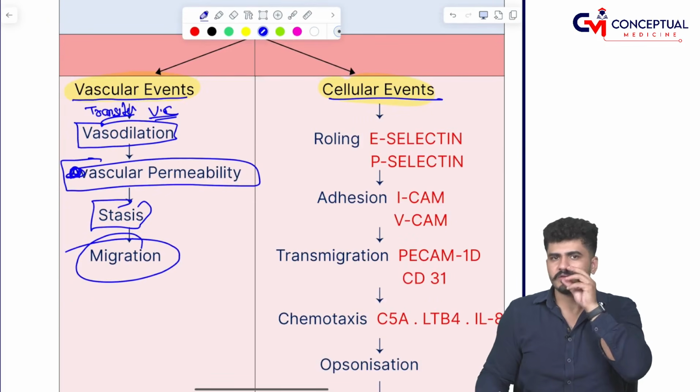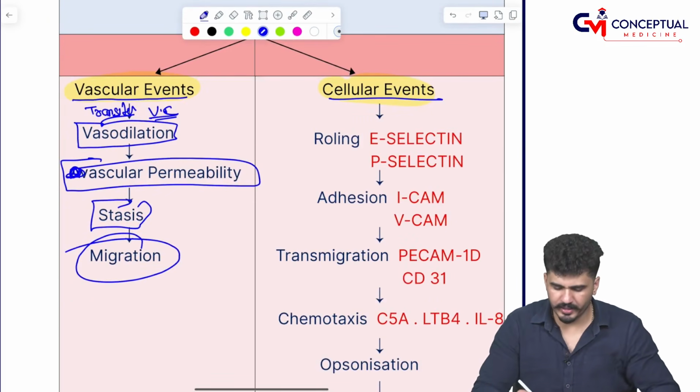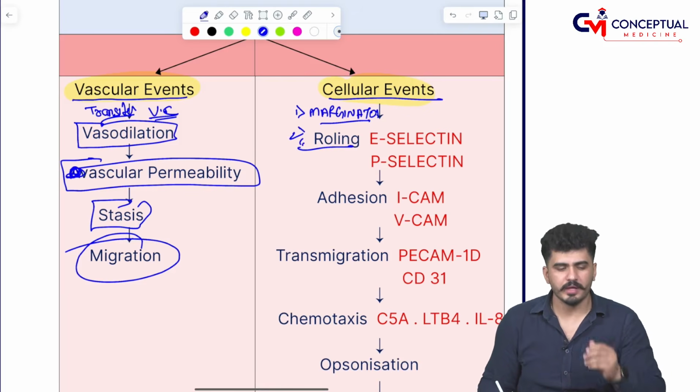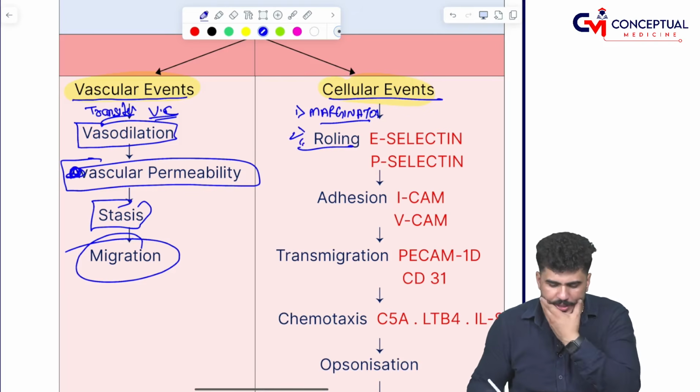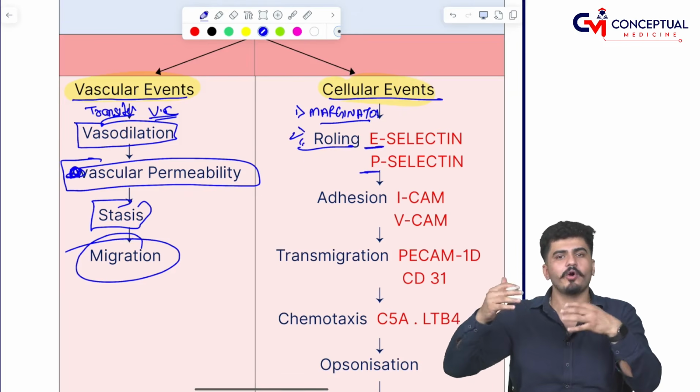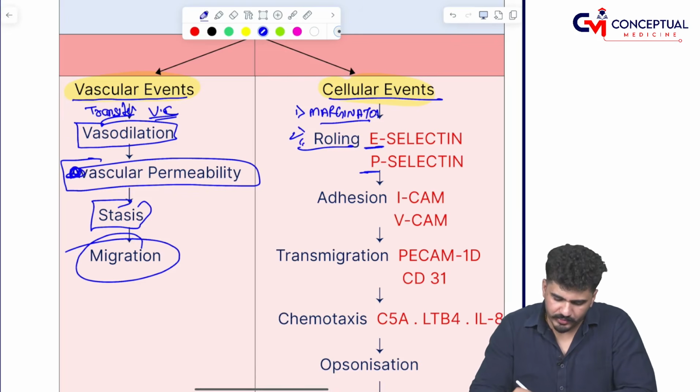Now cellular event. First of all, there will be what, sir? Margination. Before rolling, margination will happen. After that, rolling will happen. And who helps in rolling? E-selectin, P-selectin. Selective people can roll. E or P-selectin. Then coming to adhesion.